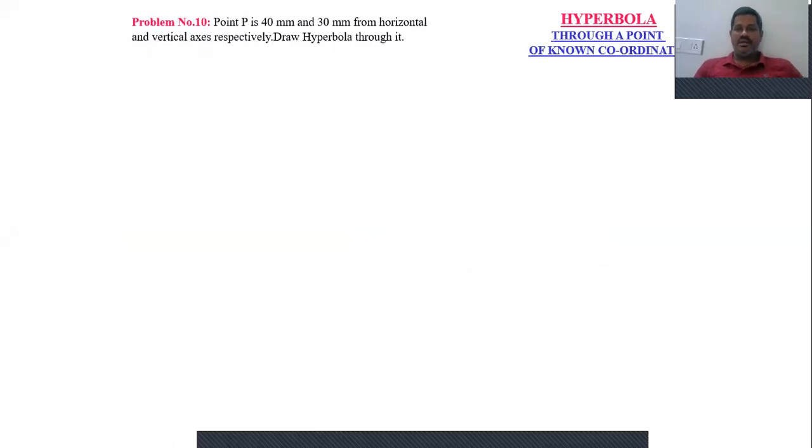Now, drawing a parabola to a point of known coordinate distance. This is also we need to draw a parabola. Sorry, it is a hyperbola. Hyperbola to a point of known coordinate distances. A point is 40 mm and 30 mm from the horizontal and vertical axis respectively. Draw the hyperbola through that point. This is our problem.